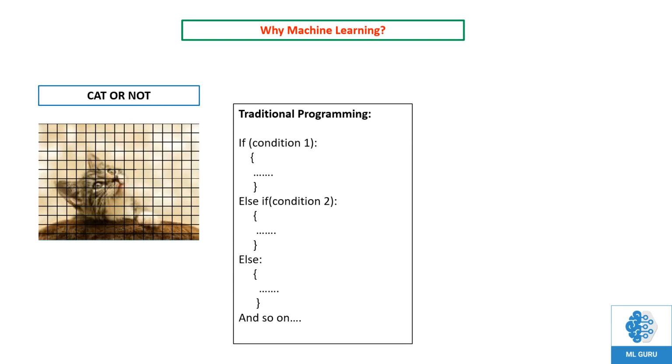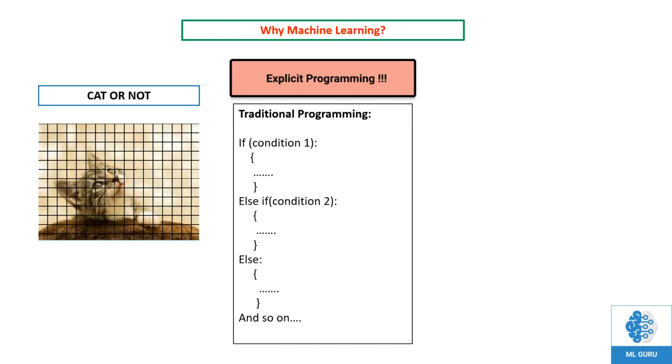Now what if I change this image, or I capture the picture of this cat from some different angle, or if I change some color? Now will this same piece of code identify this image as cat or not? No, right? It will be a very tedious job and very inefficient. So this is what we call explicit programming, which is very inefficient in our case.